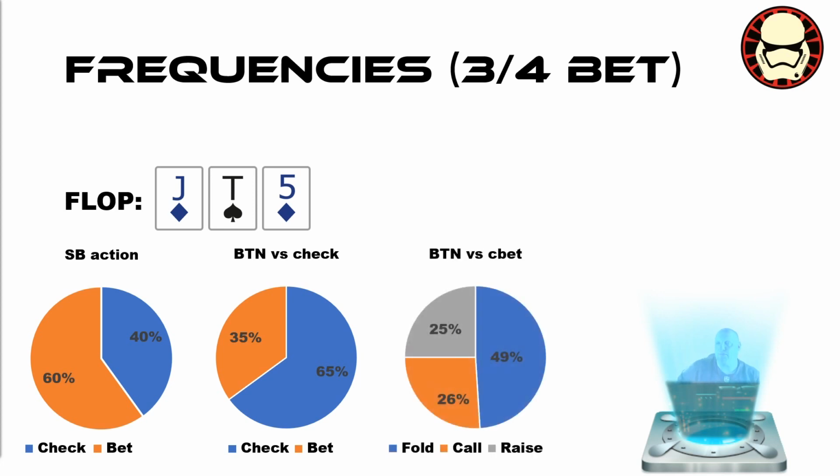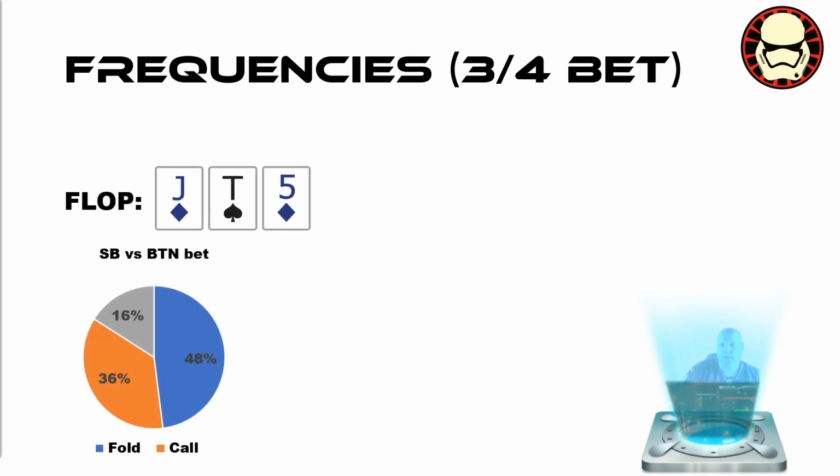And if the small blind bets, then in the solver strategy, the button should fold half of his hands and call and raise the remaining half, split 25-26. If the small blind checks and the button bets, then the small blind is folding around half of hands, calling 36 and check-raising 16, which is very value heavy. But we check as the small blind 40% and then fold half of that if the button bets.